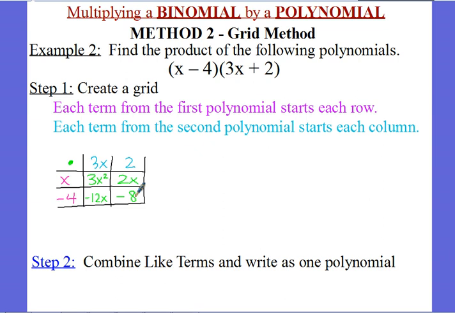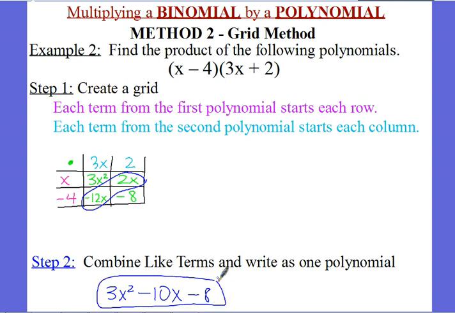Okay, the second step for this is to combine like terms and then write as one polynomial. So what I like to do is I like to circle whatever terms in this grid are like terms. Right now I see 2x and negative 12x are like terms. And then I go ahead and I combine those and I get negative 10x. Then any monomial that has a degree larger than negative 10x I put in front of it. That's 3x squared. And then any monomial that has a degree smaller than negative 10x I put behind it, that's negative 8. Right, which is the same answer that we got using our distribution method.